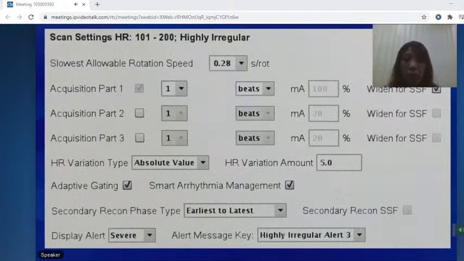Suppose a recorded ECG with heart rate variation of 101 to 200 is classified as highly irregular. This setting shows a 1-beat scan with full MA. Widened SSF is enabled. Heart rate variation type is absolute value. The heart rate plus and minus 5 will be included in the scan phase. Adaptive gating and smart arrhythmia arrangement are enabled. Post-processing is from the earliest to the latest.